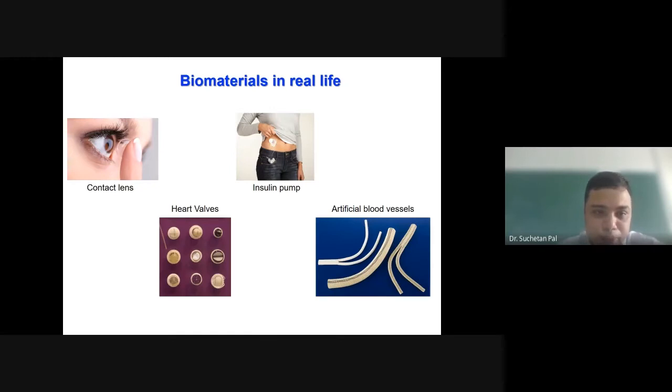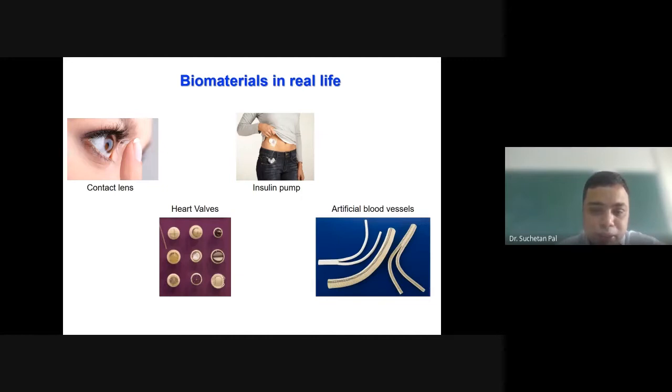For example, you have some problem in your eyes and you use contact lens. So this material is called biomaterials. Some people have problem in heart. The natural heart valve all of a sudden stops working. So they go to hospital and they do surgery and replace the natural heart valves with some artificial heart valves.